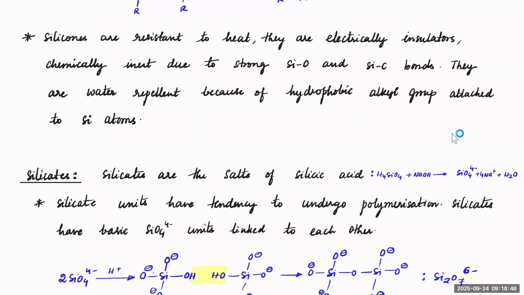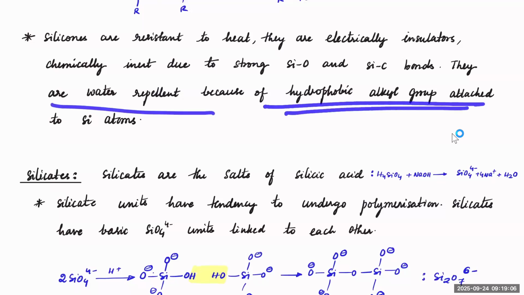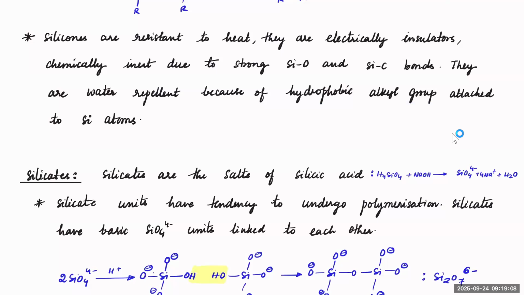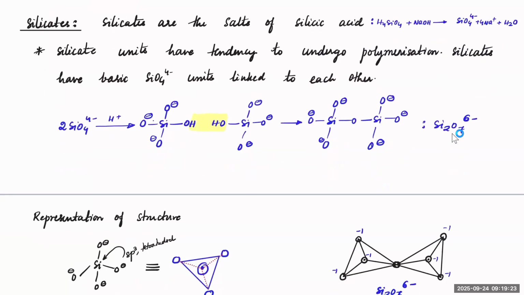Next, generally silicones are resistant to heat. They are electrical insulators. In fact, they are chemically inert due to the strong silicon-oxygen bond and silicon-carbon bonds. They are also water repellent because of their hydrophobic nature. As they always have an alkyl group on the surface, they are hydrophobic. That's why wherever we see silicone-made goods, they do not absorb water at all. They are strongly repellent. This is about silicones.